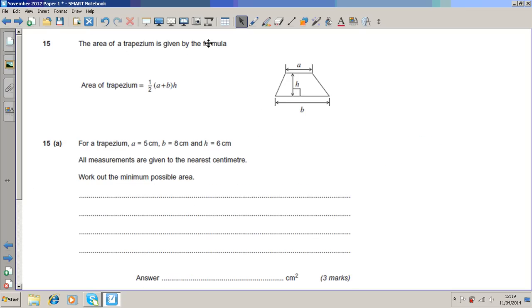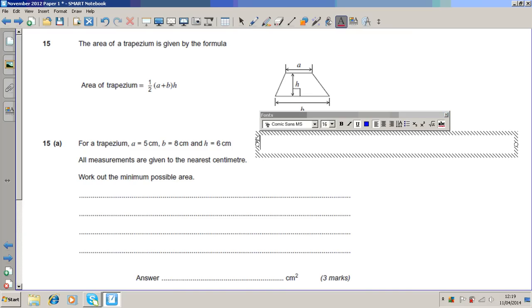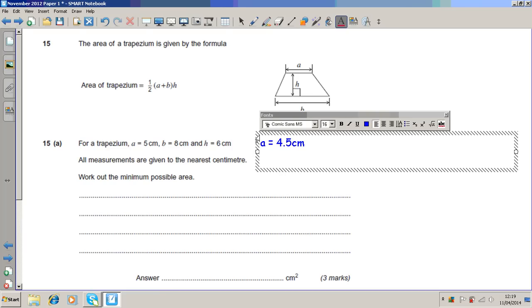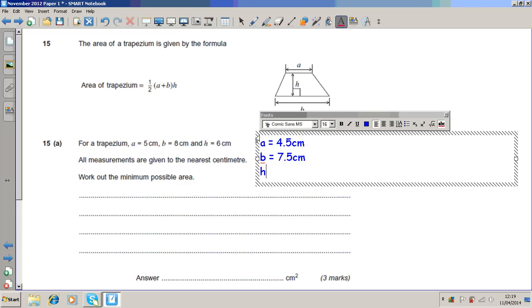The area of a trapezium is given by the formula. There we go, it's in the front of the book as well. For a trapezium, A equals 5, B equals 8, and H equals 6. All measurements are given to the nearest centimetre. Work out the minimum possible area. Okay, so there's no divisions here, we're adding them or timesing them. So we just want to have the smallest numbers that we possibly could have for each of them. So the smallest A could be is 4.5 centimetres. The smallest B could be is 7.5 centimetres, and the smallest H could be is 5.5 centimetres.